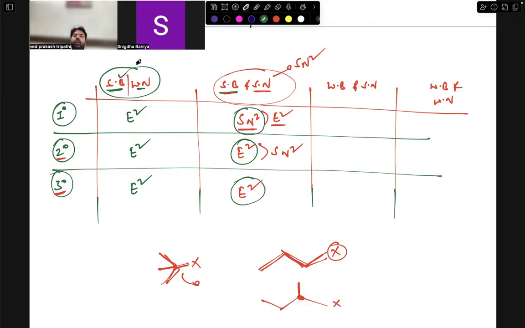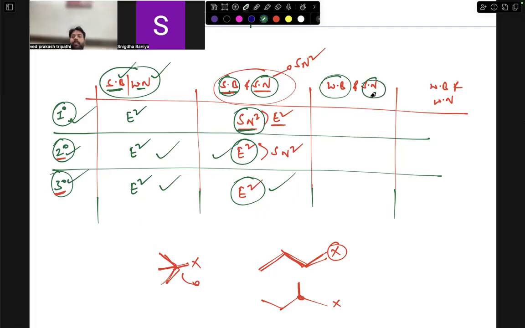So simply, whenever anything is strong, either strong base and weak nucleophile or strong base and strong nucleophile, in terms of strong base and strong nucleophile, except primary, the secondary and tertiary are only E2. But whenever you have primary, then SN2. Clear? Got it. Now the next one is a weak base and strong nucleophile.